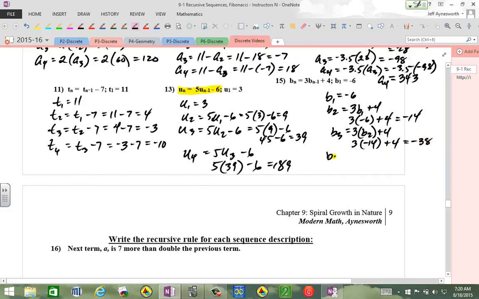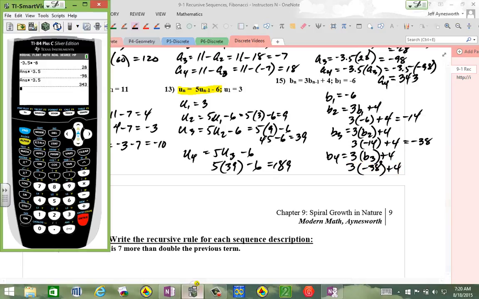Last one, b sub 4 is 3 times the one before it, b sub 3, plus 4. So it's 3 times negative 38 plus 4. Enter that in the calculator if you want. 3 times negative 38 here, all right, plus 4. Make sure you press the right buttons. Negative 110.